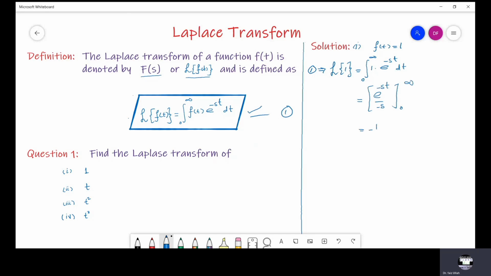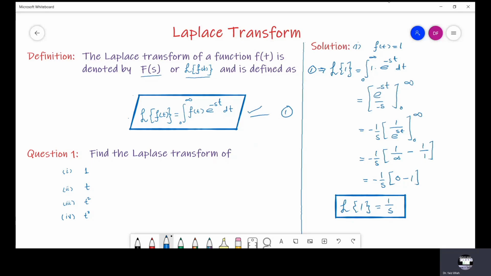And now let us take minus 1 over s outside of the bracket. So we can write this 1 over e power st, and let us put the limits which are from 0 to infinity. Now put the above limit. So 1 over infinity, e power infinity is infinity, and minus 1 over e power 0 is 1. So from here we can obtain that this is minus 1 over s into 0 minus 1. And if we simplify this, we get that Laplace transform of 1 is equal to 1 over s. So this is the main formula of Laplace transform of 1.